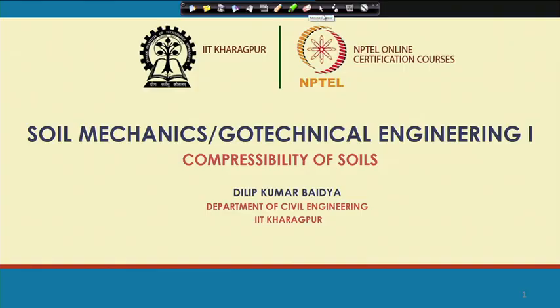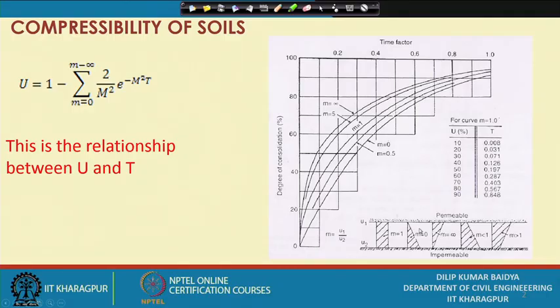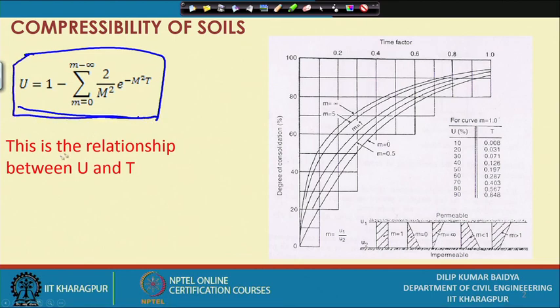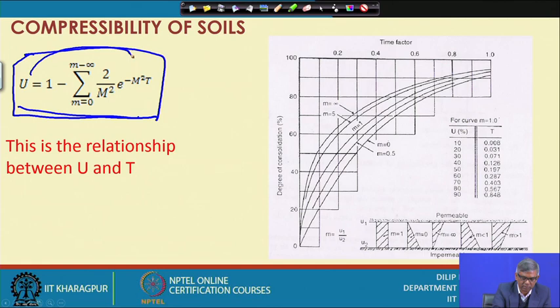Now, let us see how to utilize this for calculation of time settlement, and also how to determine the C v value, which is very important in estimating the consolidation settlement, particularly for finding out the time of consolidation settlement. C v is very important. So, how to determine C v?